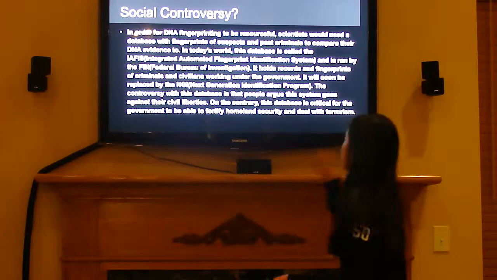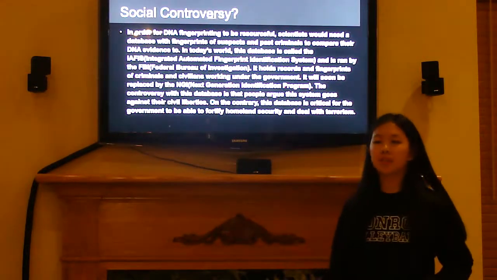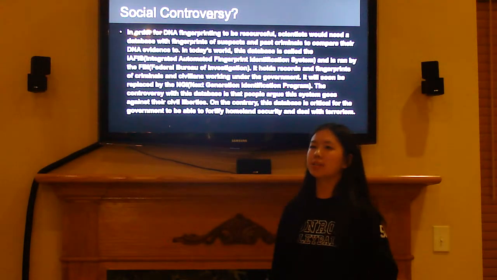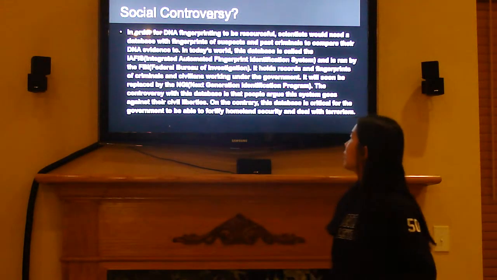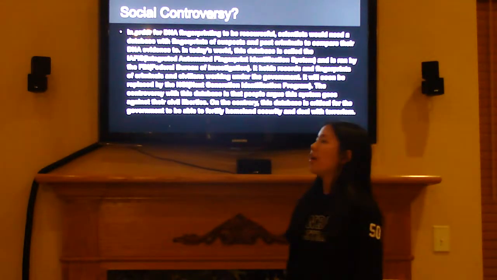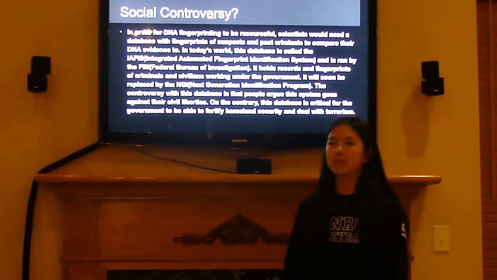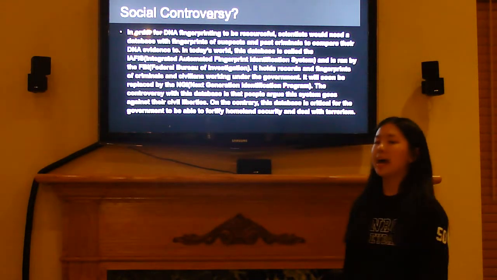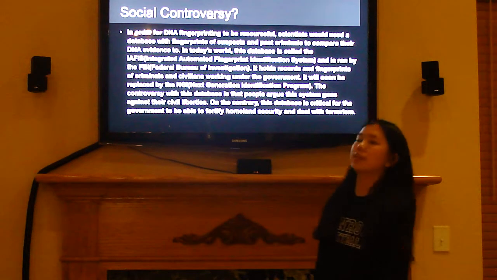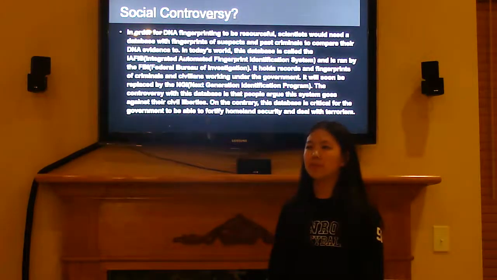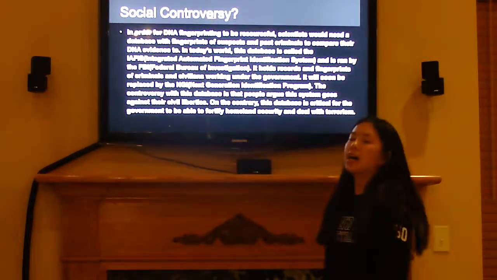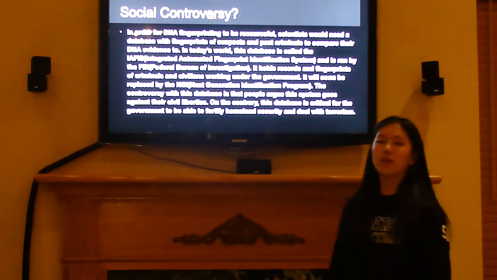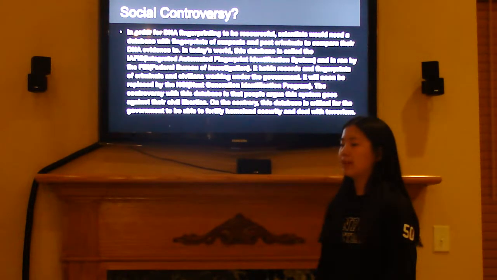The following here is a social controversy. The FBI, which is the Federal Bureau of Investigation, holds a program called the IAFIS, which stands for the Integrated Automated Fingerprint Identification System. This program holds the fingerprints of criminals and civilians working under the government. This database is a controversy because people argue that this system is against their civil liberties, which is a value that is given up. On the contrary, this database is critical for the government to be able to fortify homeland security and fight against terrorism.